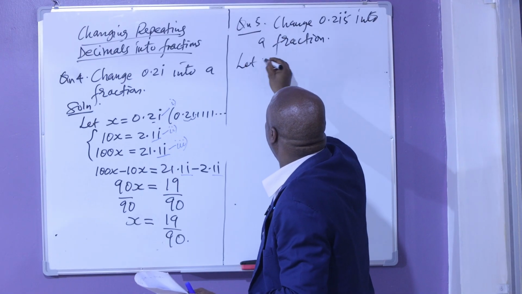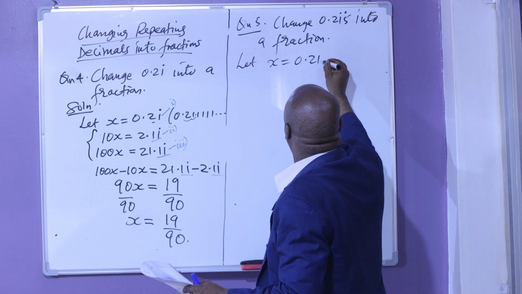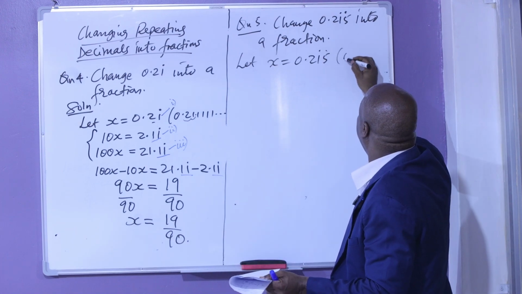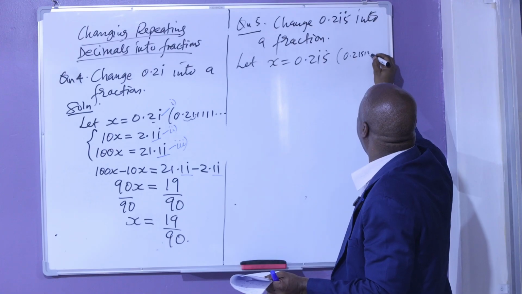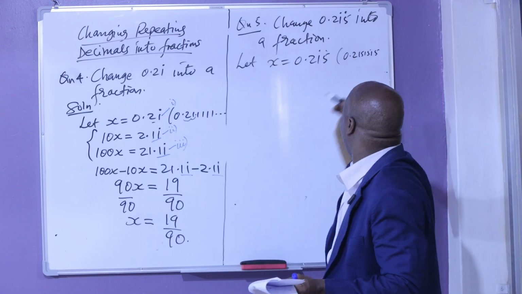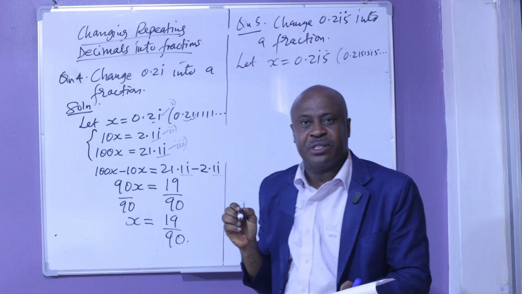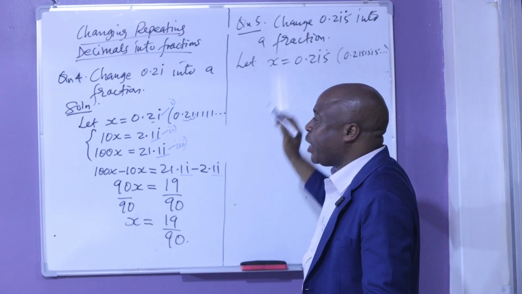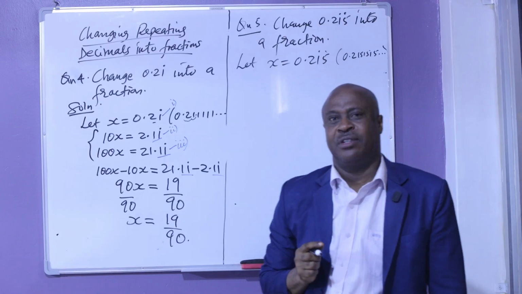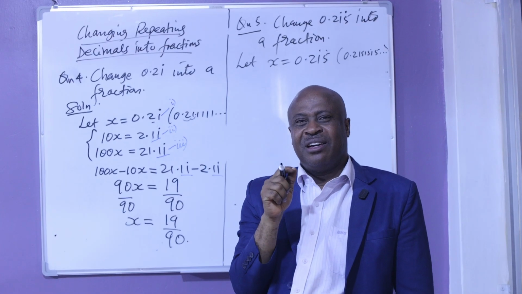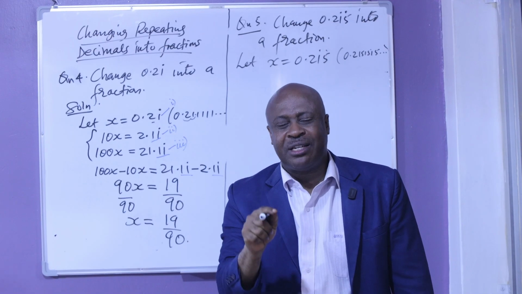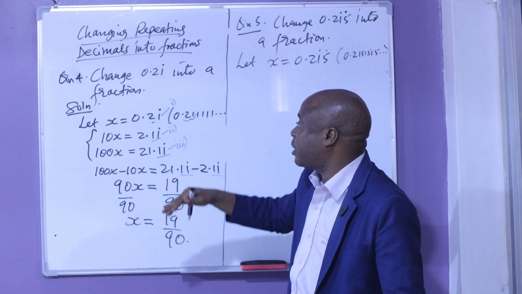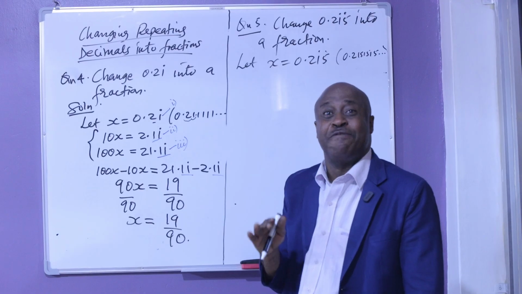So solution, we let x to be 0.215 dot. Remember, the 0.215 dot is the same as 0.2151515. The 15 is the one that is repeating. And if the 15 is the one that is repeating, so when we look at the value that we have, you'll see here the importance of using 3 steps instead of 2 steps that is mostly used in different books.